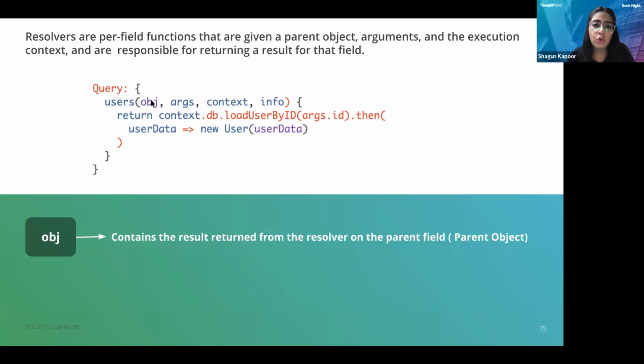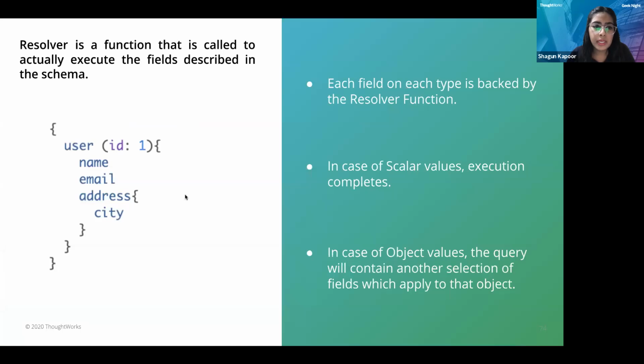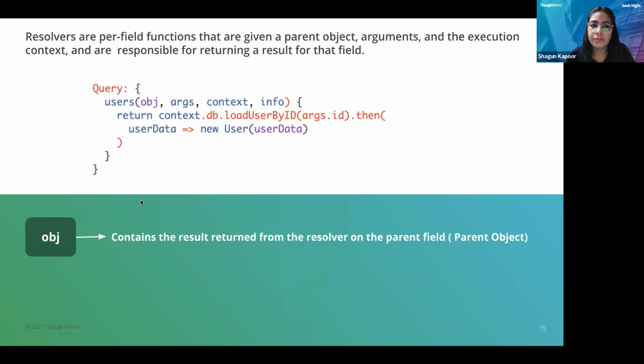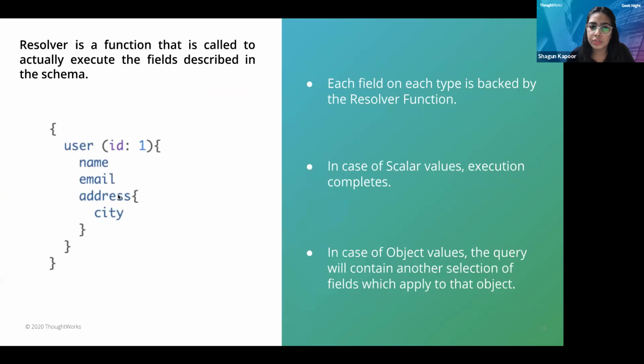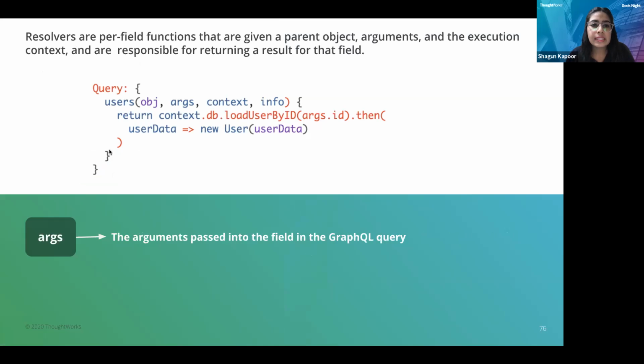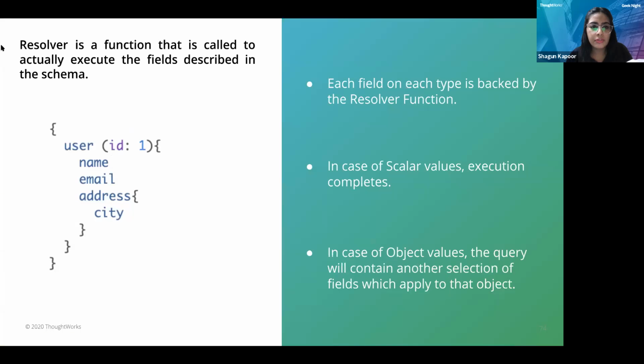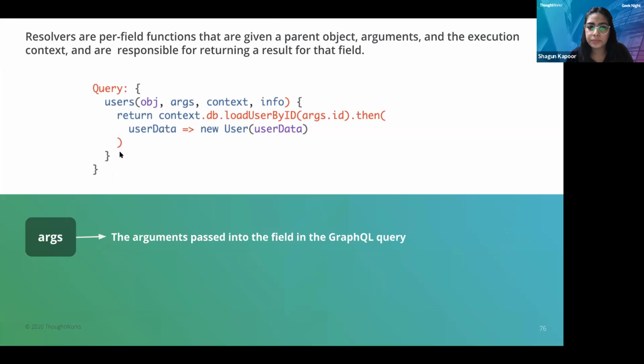So here, obj contains the result returned from the resolver on the parent field. For example, if we have an address object, its resolver function would have obj as users, as user is the parent object to address. The next, args, are the arguments that are passed into the field in the GraphQL query, as we've seen earlier. So here, ID is the argument that is passed to user.